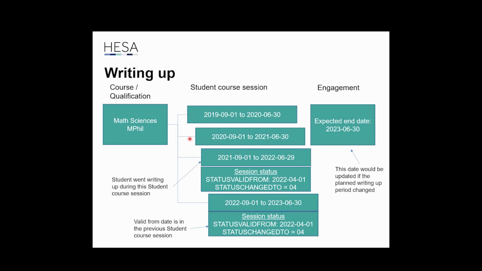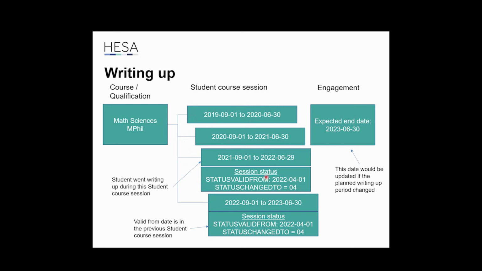So they've done the first 2 years of study, they come into their 3rd year, and midway through there, they finish their studying part and they're going to write up their thesis. At this point, they would attach a session status entity to say when the student went writing up. So status change to 04 is writing up, and this is the date that they started writing up.